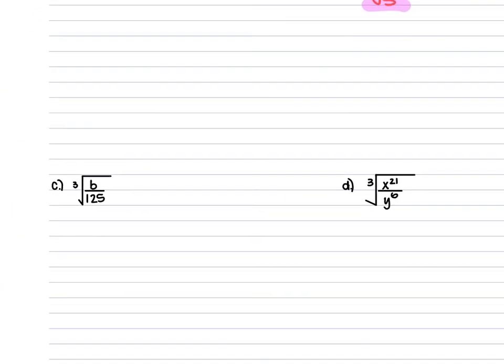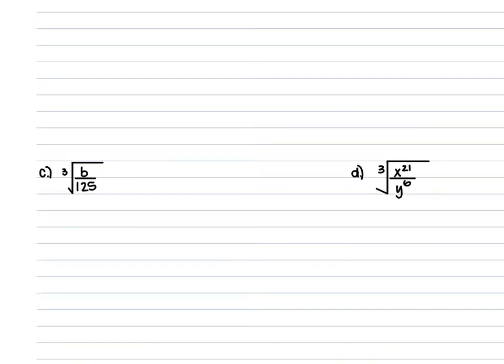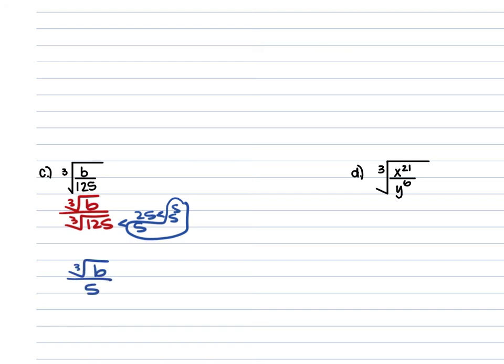For example C, we have the cube root of b over 125. So this is the same exact thing as saying the cube root of b over the cube root of 125. That 125 is 5 times 25. The 25 is 5 times 5. We're looking for 3 of the same number, which we have. So that's just the cube root of b over 5.